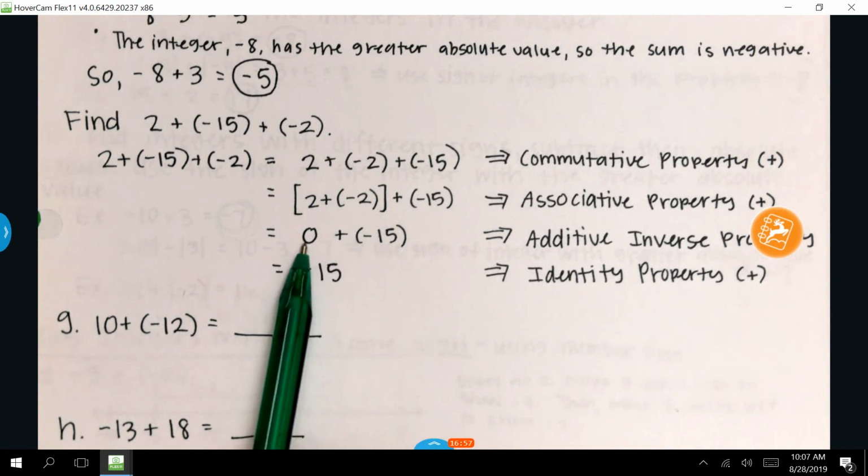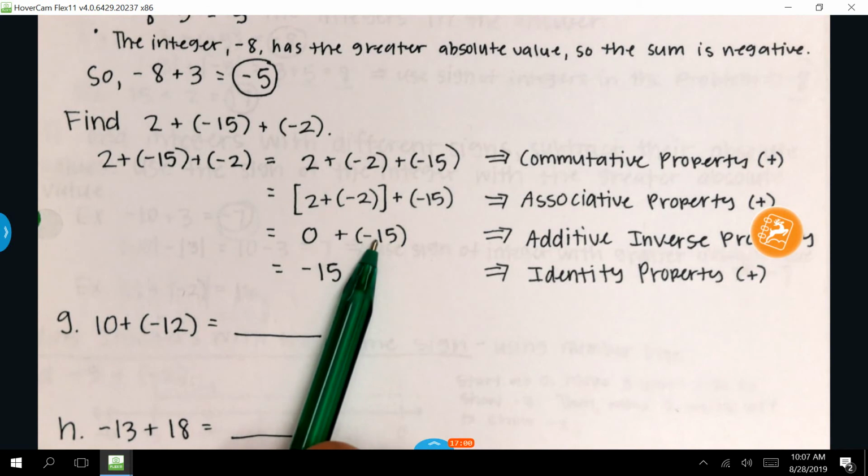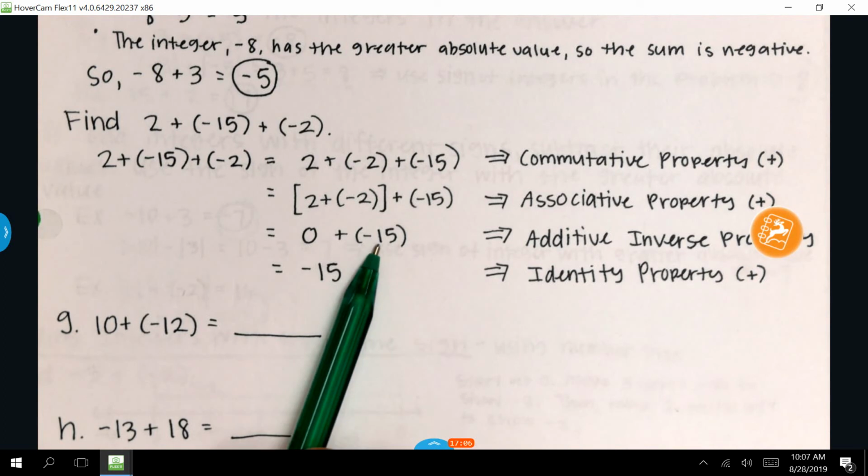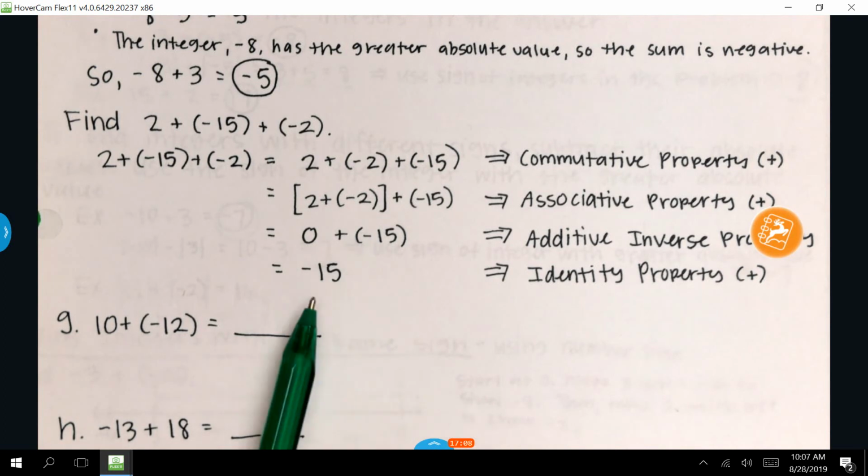So now I'm left with the problem 0 plus negative 15, which is what property? The identity property. 0 plus anything gives you that anything. So your answer is negative 15.